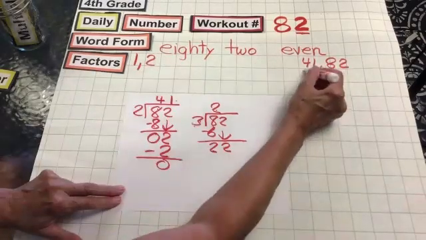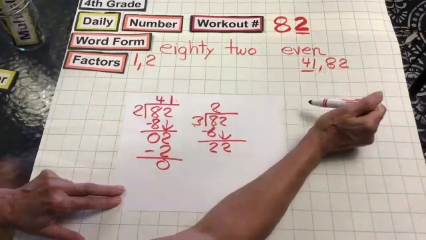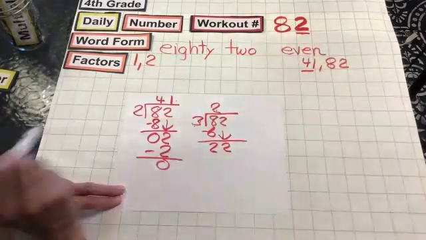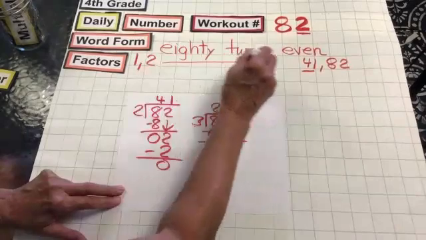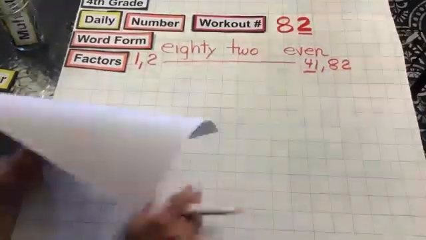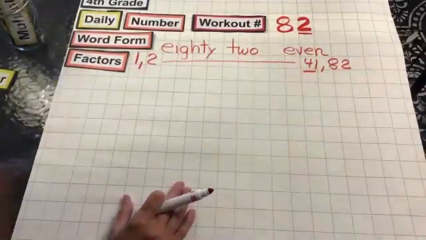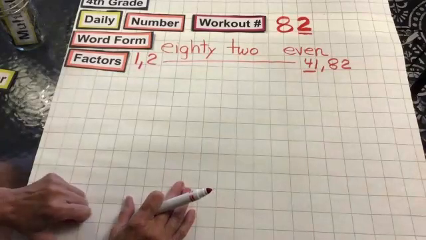So 3 does not go in evenly. And if we look at this number right here and we go back in our daily number workouts, we'll find out that 41 is a prime number. So we are done. All right. Let's move on.